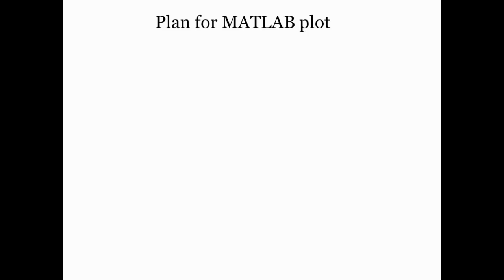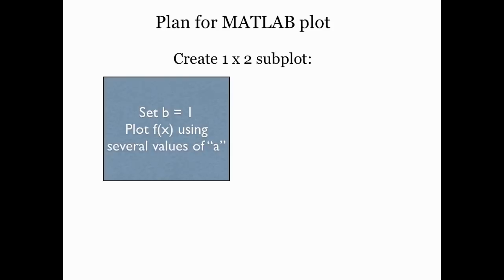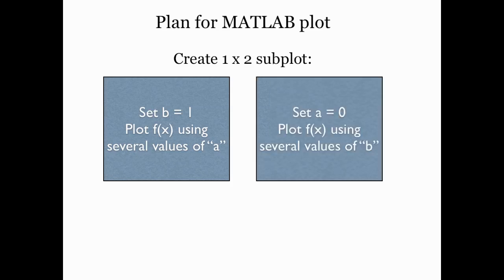And so I'm going to plan this out. First of all, I think I would like to create a 1x2 subplot here. This would create a grid of plots that's got one row with two graphs in it. The first one that's going to appear on the left, I'm going to set b equal to 1. That's the thing I'm dividing by in the formula. And then I'm going to plot f of x using several values of a. And in the right-hand one, what's going to be in the 2 position in my subplot, I'm going to set a equal to 0. A is the thing that I'm subtracting from the x, and then plot f of x using several values of b.